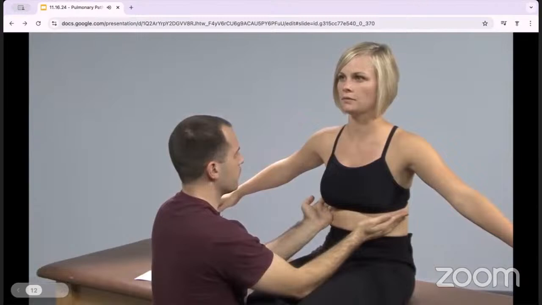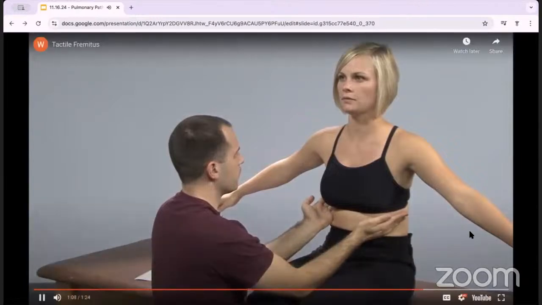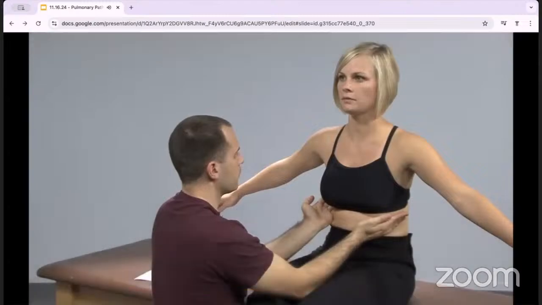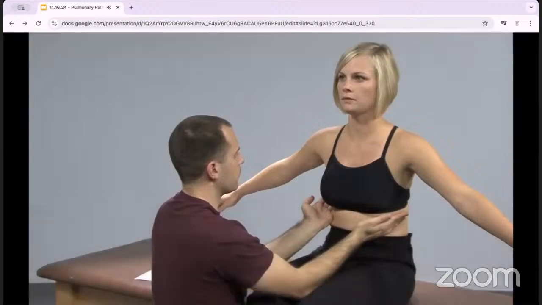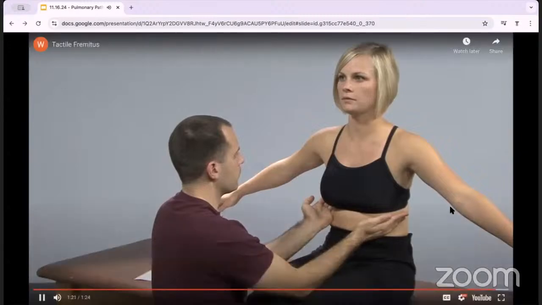Tactile fremitus is increased by conditions that cause the lung to become more solid, such as consolidation, fluid, or a mass. Tactile fremitus is decreased by conditions that decrease the transmission of sound waves, such as increased fat, an air fluid level in the chest wall, or overexpansion of the lungs from emphysema.